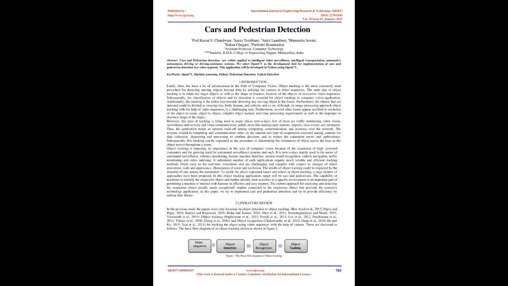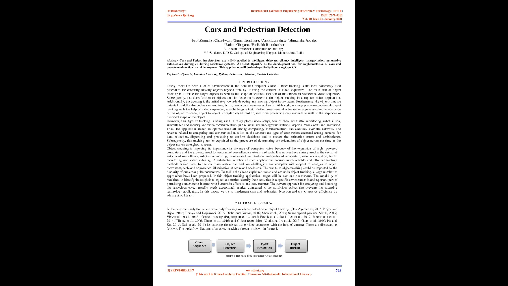Subsequently, tracking can be explained as the procedure of determining the orientation of an object across time as the object moves throughout a scene. This is gaining importance in the arena of computer vision because of the expansion of high-powered computers and the growing need for automated surveillance systems, and it is broadly applied for applications namely automated surveillance, robotics monitoring, human-machine interface, motion-based recognition, vehicle navigation, traffic monitoring, and video indexing.